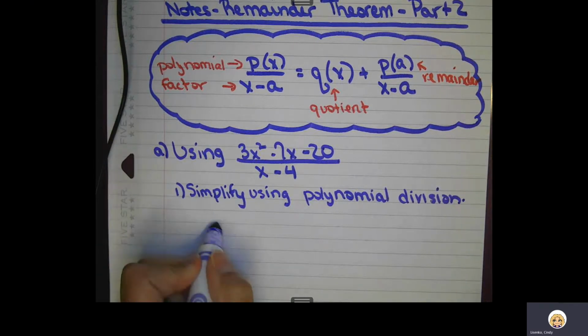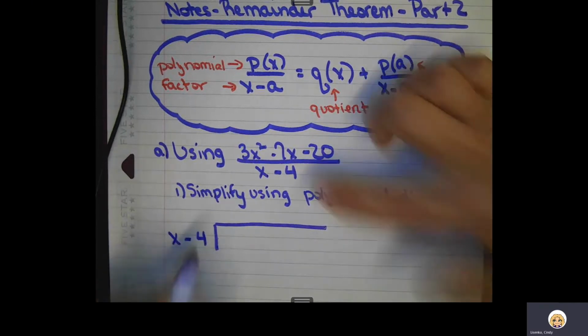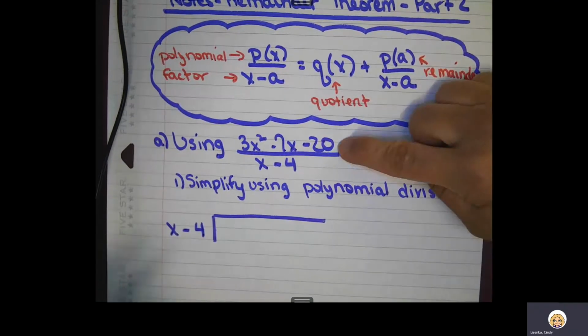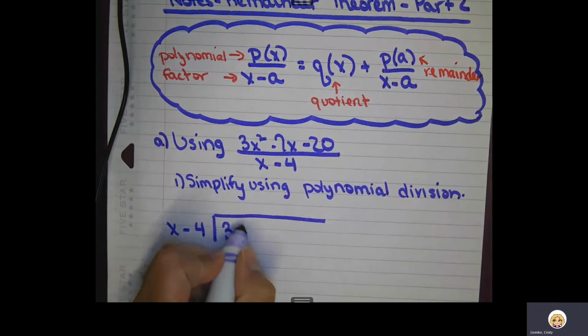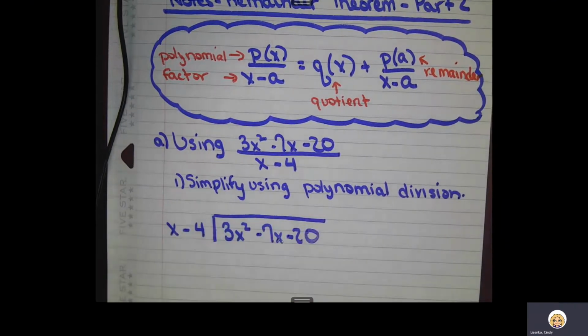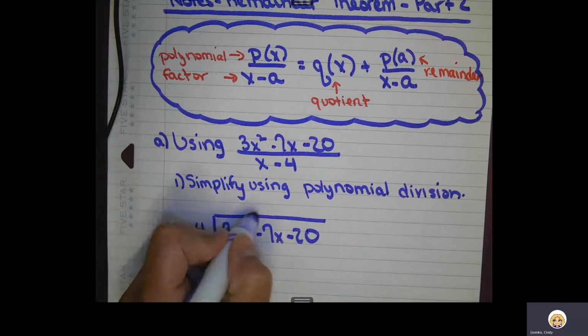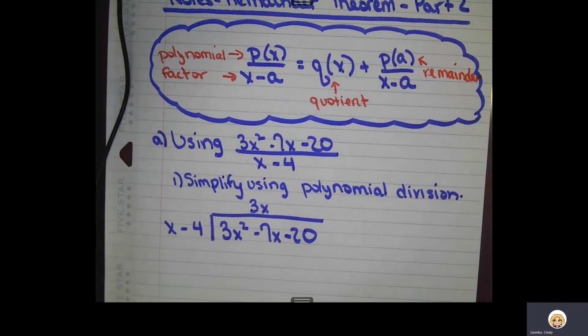Here is my division symbol. What I'm dividing by goes in the front, so x minus 4. What I'm dividing into goes underneath the division sign, so 3x squared minus 7x minus 20. So we're going to divide this. So we say to ourselves, what times x gives us 3x squared? That would be 3x, so we put a 3x at the top.